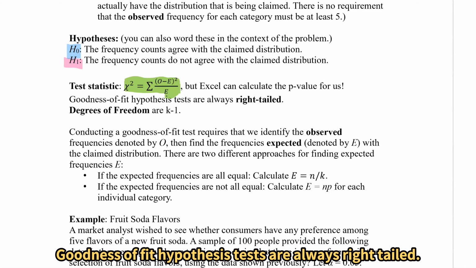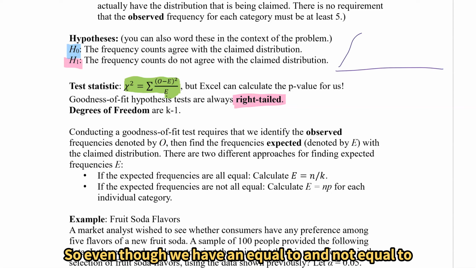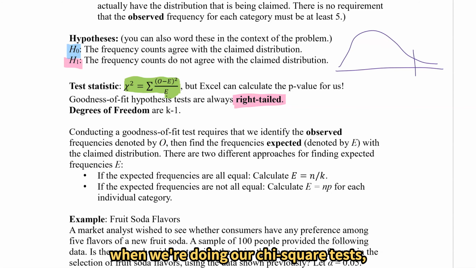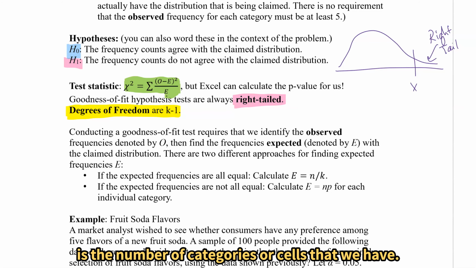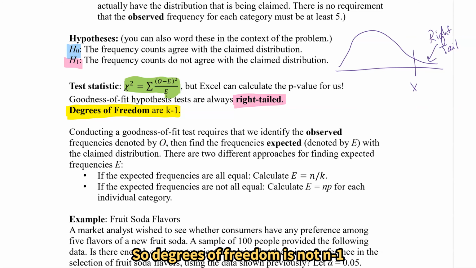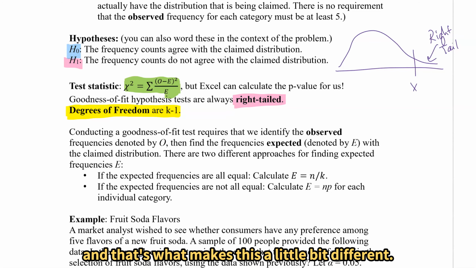Goodness of fit hypothesis tests are always right-tailed. So even though we have an equal to and not equal to, when we're doing our chi-squared test, we'll always be looking at the right tail on this distribution. And then the last thing to point out, our degrees of freedom for this goodness of fit test are k minus 1. And remember, k is the number of categories or cells that we have. So degrees of freedom is not n minus 1 like it was for the t distribution. And that's what makes this a little bit different.